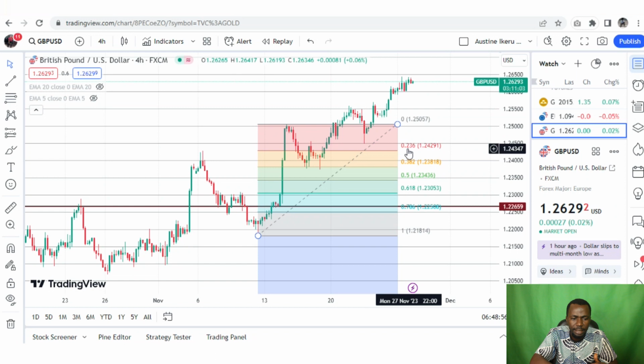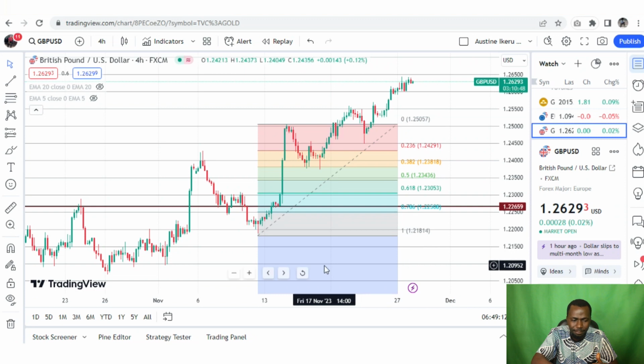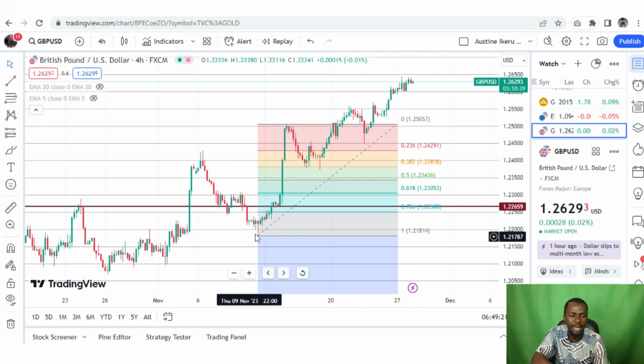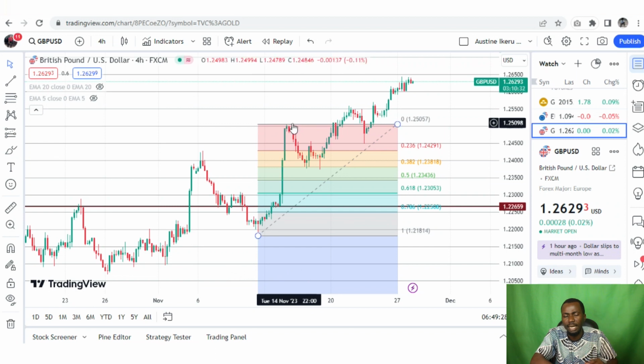So we have the 0.236, we have the 0.32, we have the 0.382, we have the 0.50, we have the 0.618, and we have the 0.786. Then you measure the Fibonacci tool from 100 to 0, right? So this is the swing high and this is the swing low. You connect the Fibonacci retracement tool from the swing low to the swing high, since this is an uptrend.